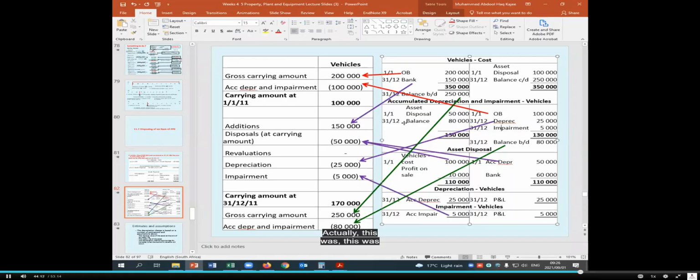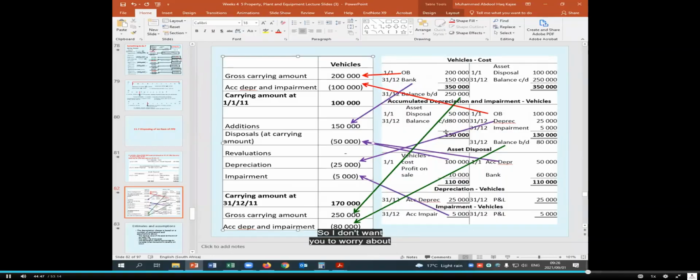Actually, this was the balance carried down. So this was your opening balance for accumulated depreciation. You had some depreciation, you had an impairment. So you had a total of 130. You took the 130 to this side and you subtracted the 50, you got a closing balance of 80,000 carried down and 80,000 brought down. So your accumulated depreciation and impairment must go here.